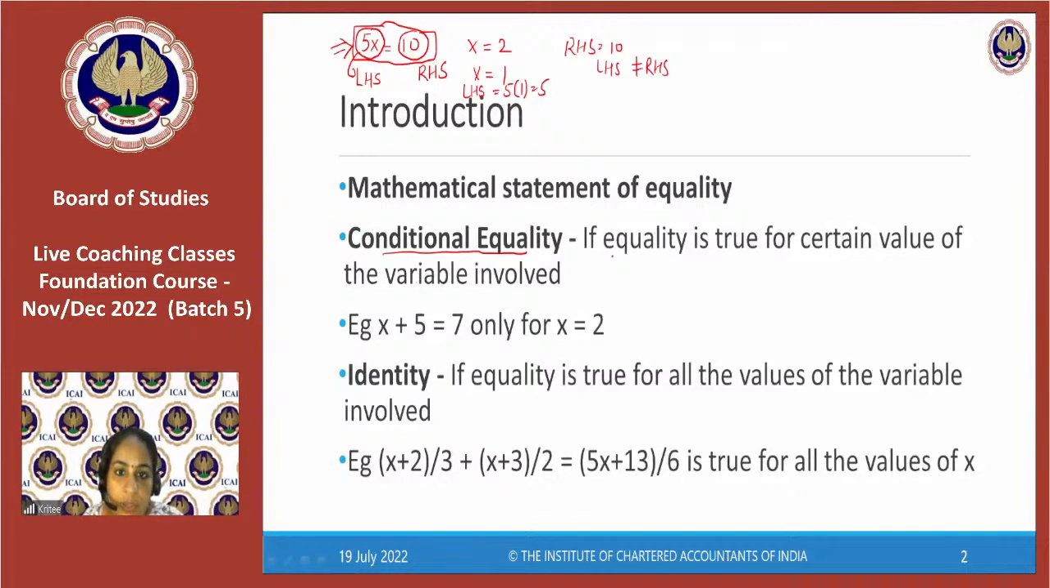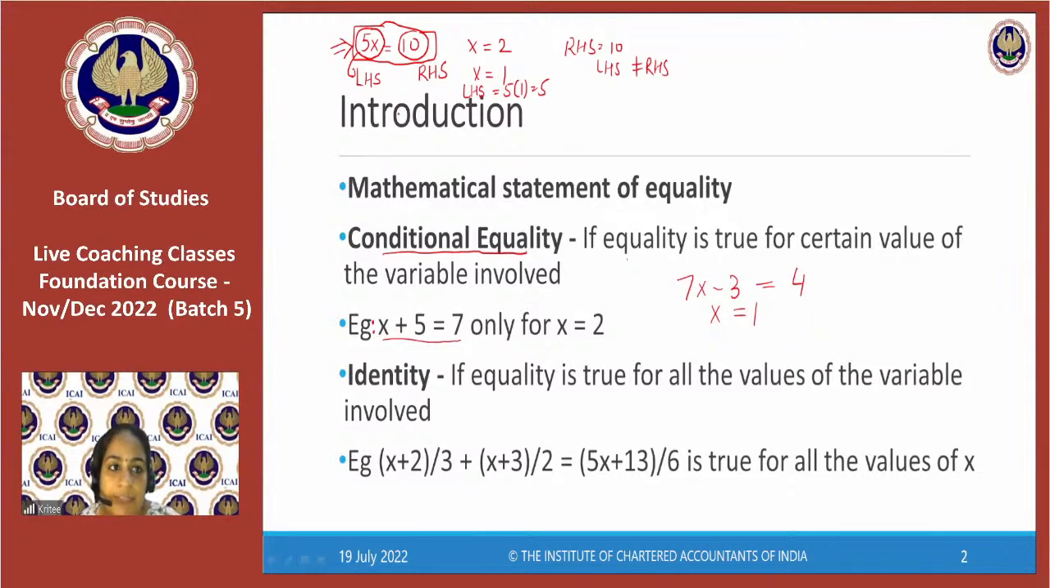So again, if the equality is true for a certain value for the variable involved, it is known as conditional equality. Another example, a very simple one, x plus 5 equal to 7. This is true only when x's value is equal to 2. Or maybe I'll say 7x minus 3 equals 4. Now this is going to be true only when x is equal to 1. For no other value of x, this equation holds true. I hope you're understanding this. I hope this is clear.